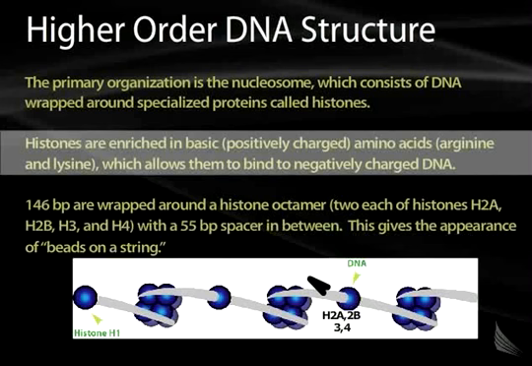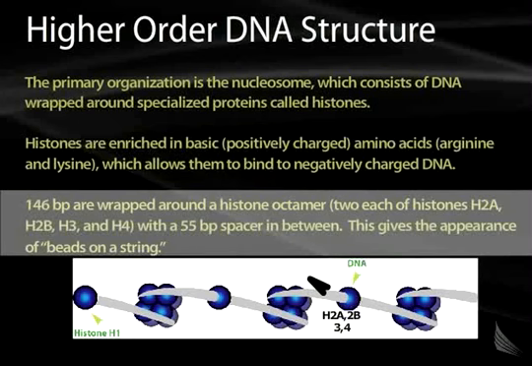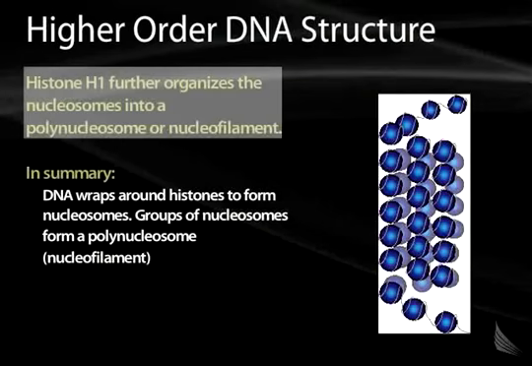Now, approximately 146 base pairs of DNA wrap around each octamer of histones. That octamer consists of 2 molecules each of histone H2A, H2B, H3, and H4. In between these histone-DNA structures, there are approximately 55 base pairs in a sort of spacer. This gives the nucleosome an appearance of beads on a string, as you can see in the illustration which is shown here.